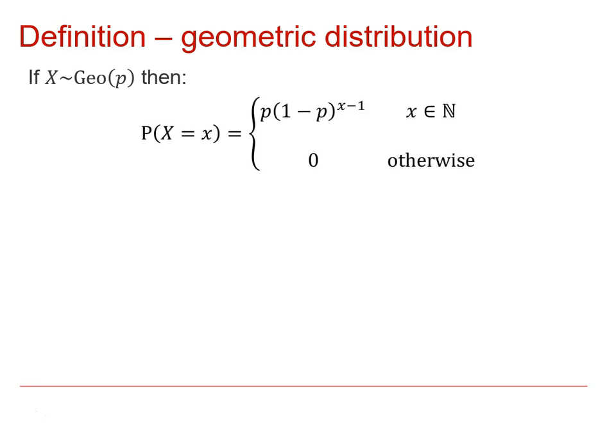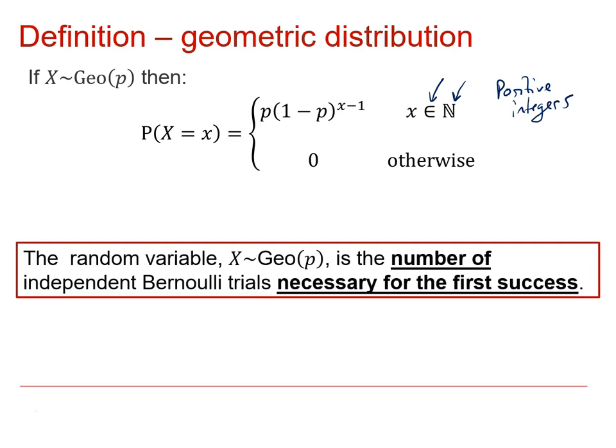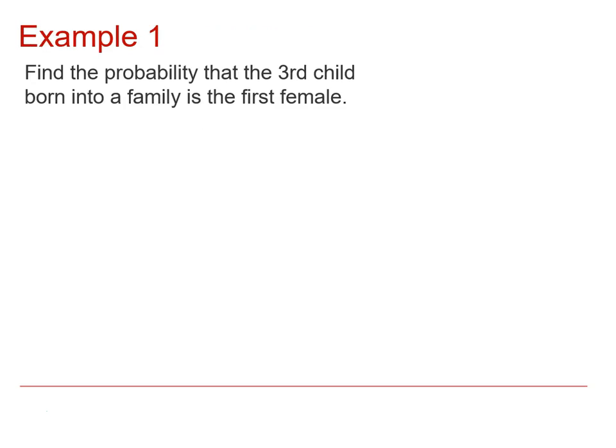then the probability that X equals x is p times (1 minus p) to the x minus 1, for all x a member of the set of natural numbers, otherwise known as the positive integers, or 0 otherwise. And we remember that it is the number of independent Bernoulli trials necessary for the first success, including that first success. So the example we did last time was: find the probability that the third child born into a family is the first female.